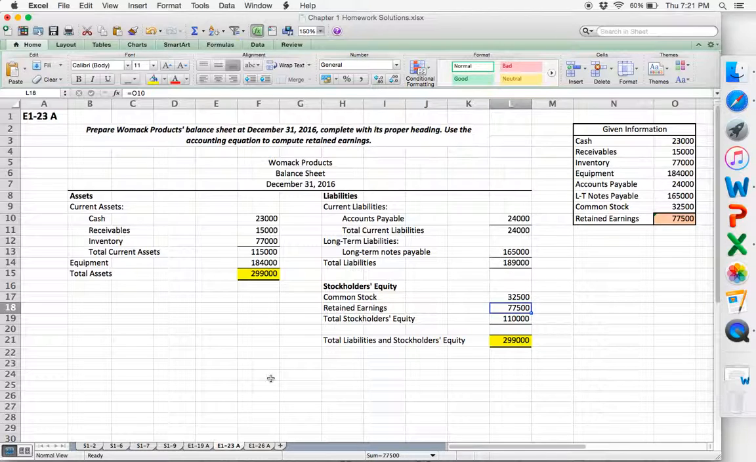And that's why it's so important when you're starting off with your income statement and moving to your retained earnings that you do every step correctly. Double check your math because you don't know where you could possibly have a little error. But that is your balance sheet.